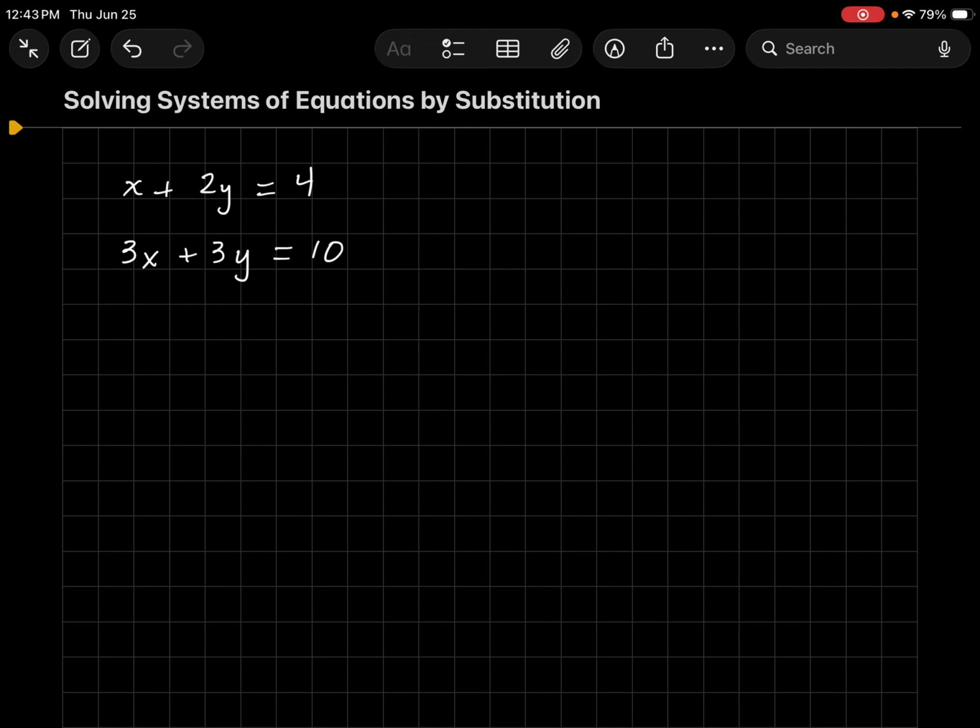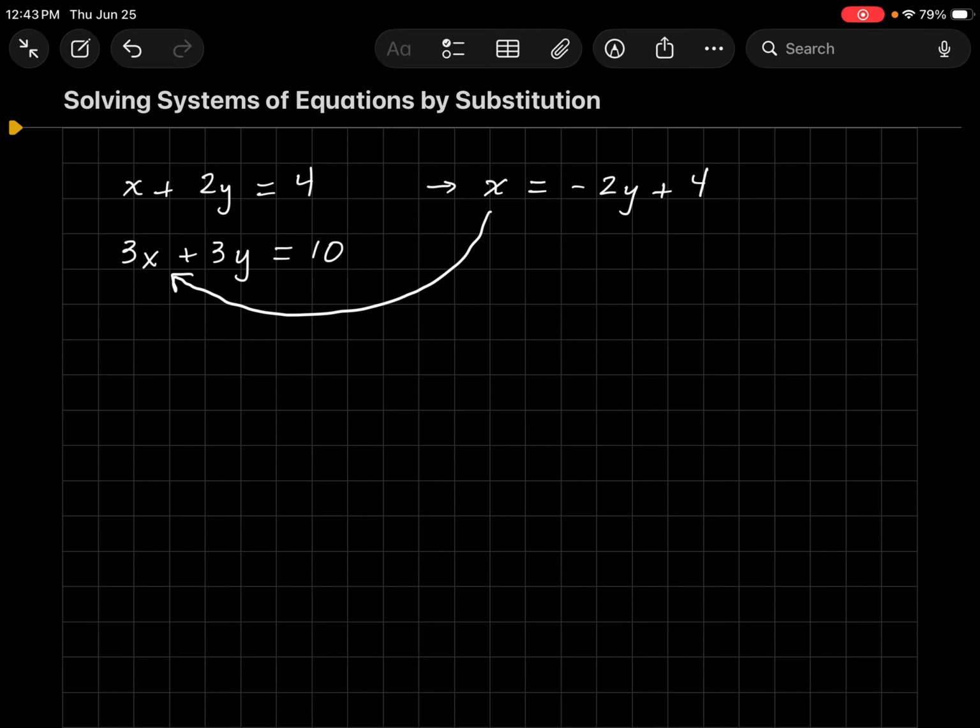So when we solve by substitution, one very good way of doing this is to take one of the equations and solve for one of the variables. In this case, I'll say x equals negative 2y plus 4, like that. And then I can take this x and substitute it into the x in the other equation.